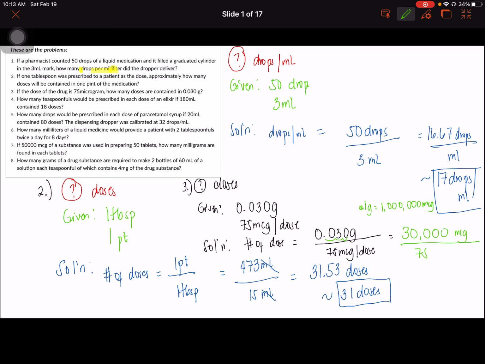Copy the one below, 75 micrograms per dose. Cancel out the micrograms. What's left for us is the unit dose. 30,000 divided by 75 is 400 doses. Okay, so that is for number 3.